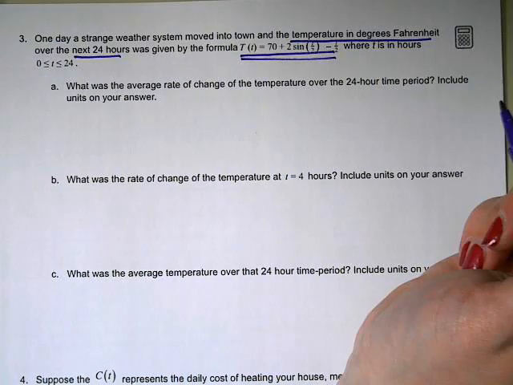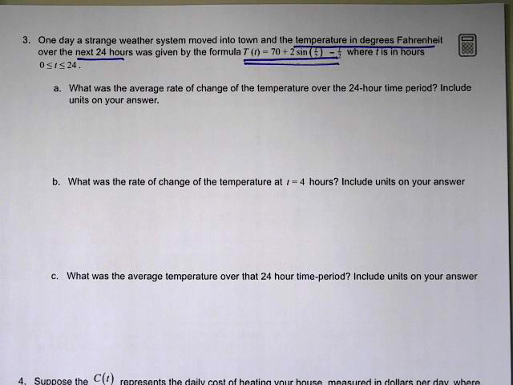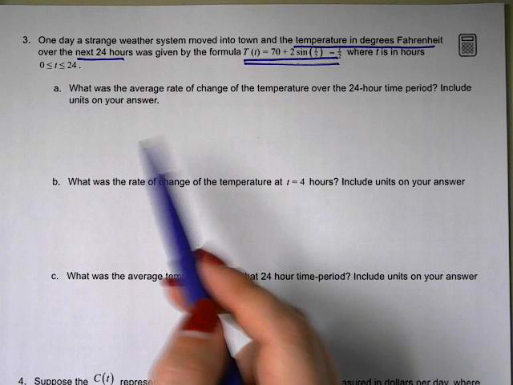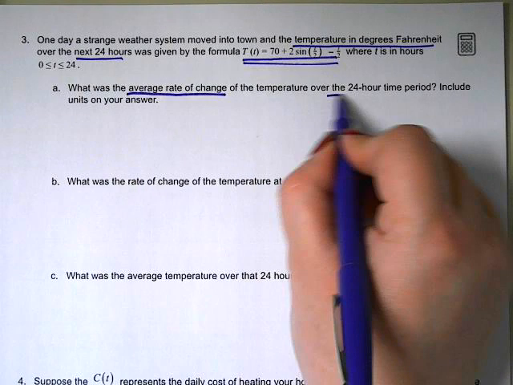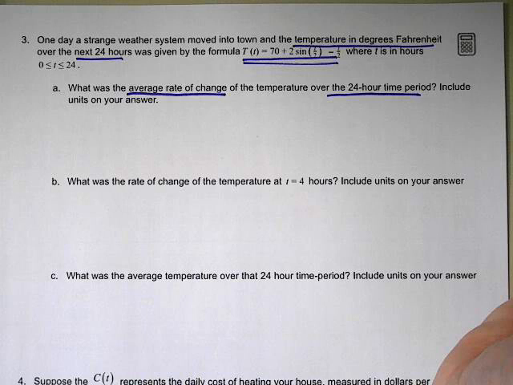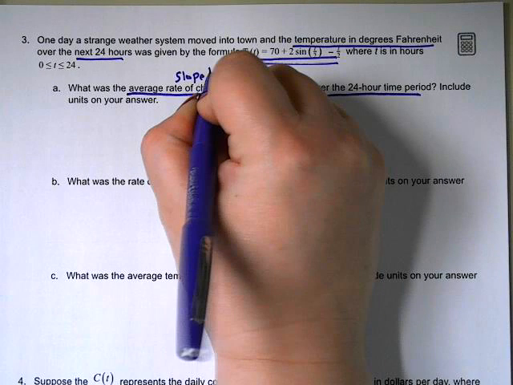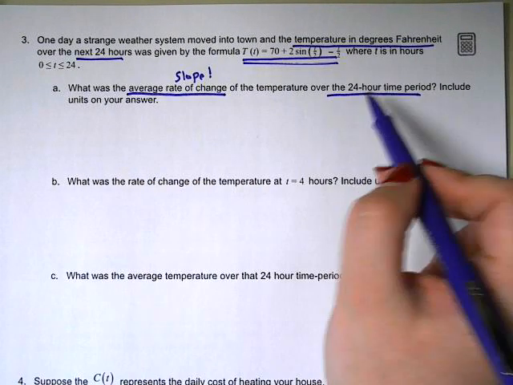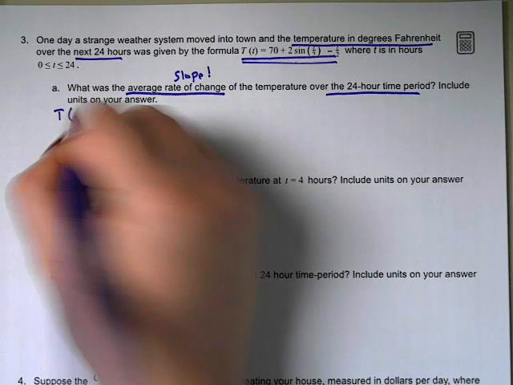All right, so part A, these 3 questions are going to be really important. We have to talk about the difference between them. So part A says, what's the average rate of change over the 24-hour time period? So the thing we have to remind ourselves is that a rate of change means we're looking at a slope. And we're looking at a slope from 0 to 24, which means this is just our regular old slope.